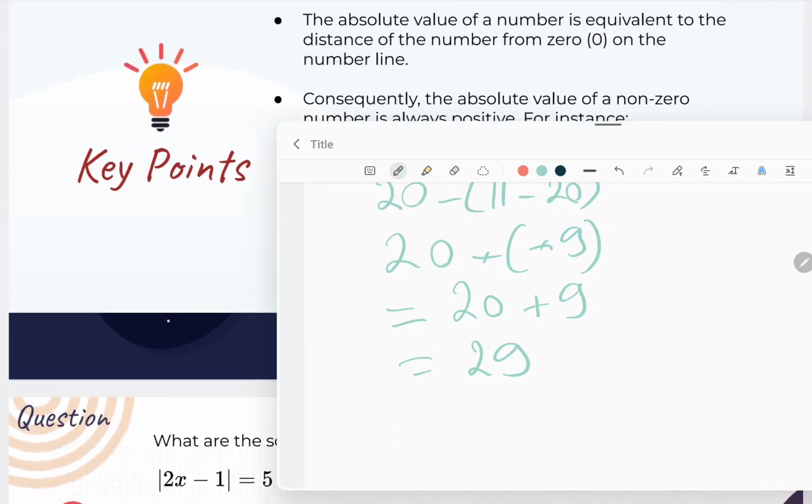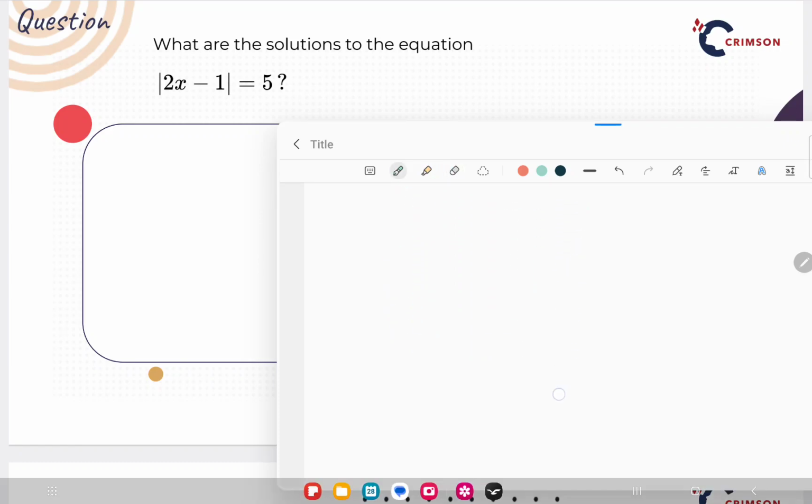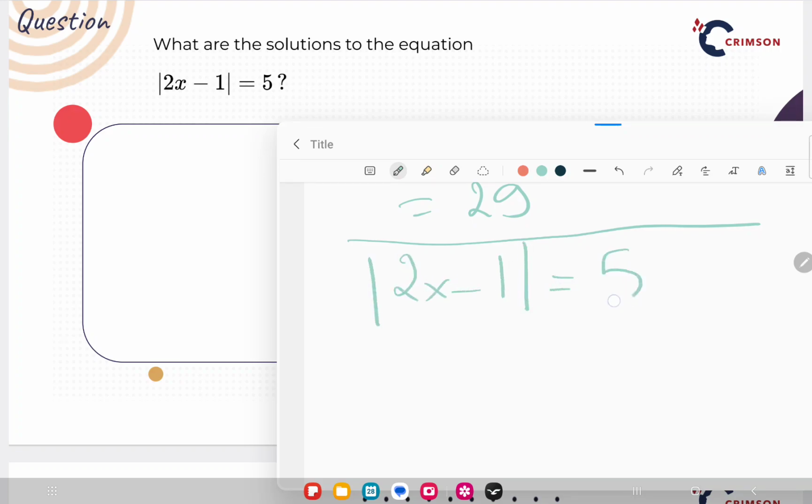Now let us go a bit over, I'm going to share this one by the end. Let us go over 2x minus 1 is equals to 5. So it is better that you take the entire expression because you have the absolute value for the entire expression is equals to 5. So what would I do?